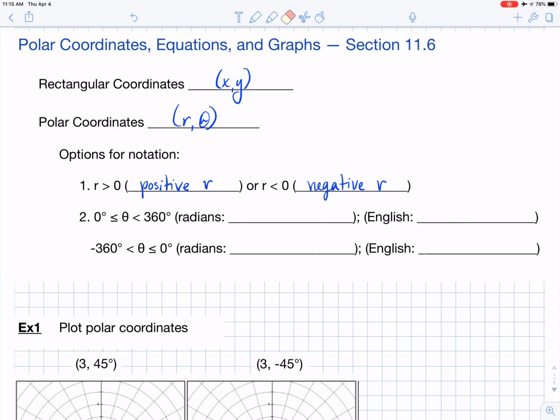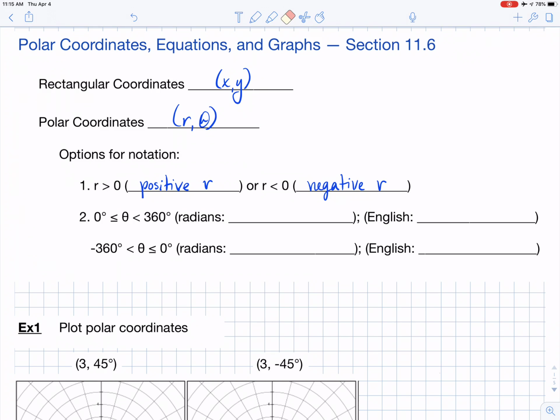The second option is dealing with my theta. Notice that my theta could be between 0 and 360. So for your embedded question, tell me how would I write that exact same set of numbers if I were working in radians? The second option is that I could be working from negative 360 to 0 degrees. And so the second part of your embedded question is to tell me how would I write that same set of numbers if I were working in radians.